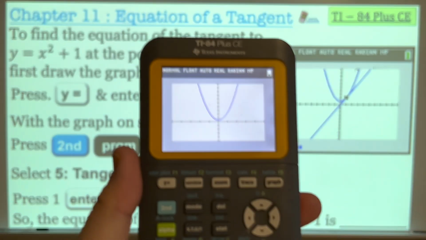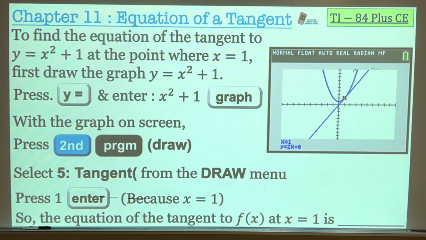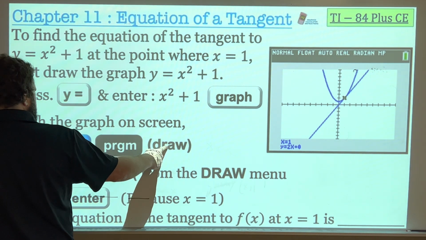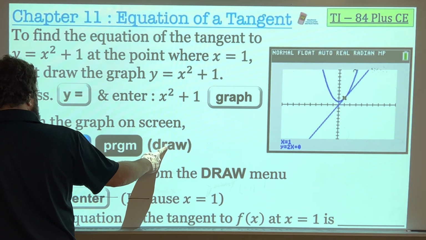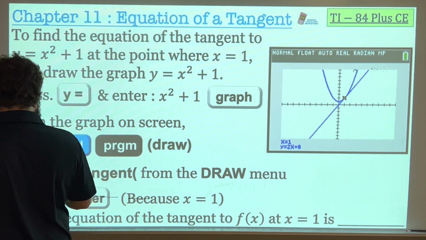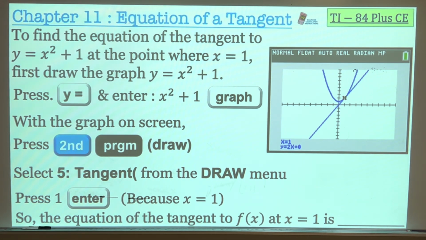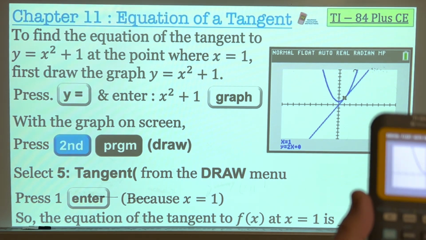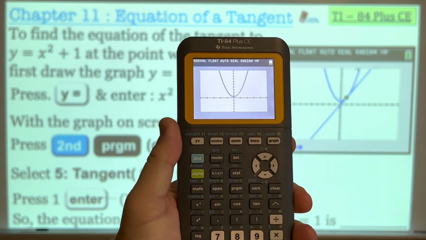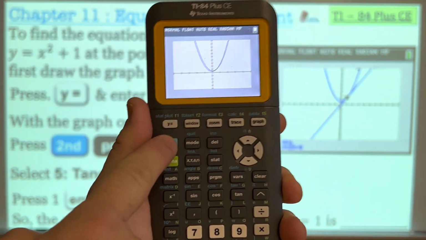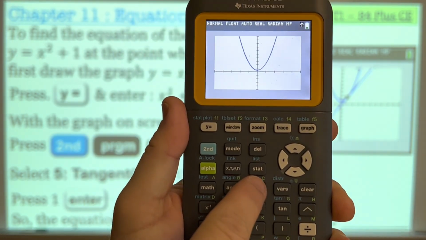With the graph on the screen, keep this graph here. You're now going to type in your calculator second, program, which is the draw button. And then you're going to go to number 5, tangent, from the draw menu. So from right here, what you're going to hit is the second, the light blue button, program button, which is right here.